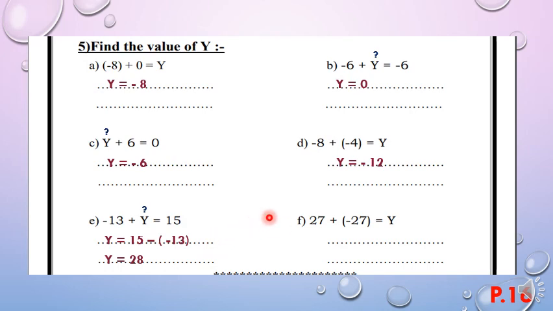Letter F. 27 plus negative 27 equals 0. So y equals 0.